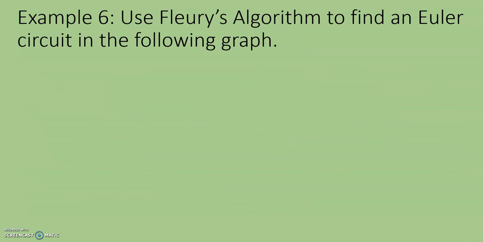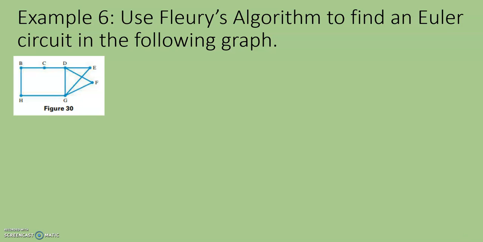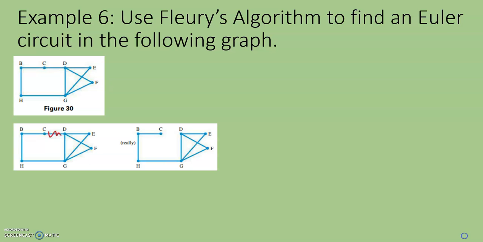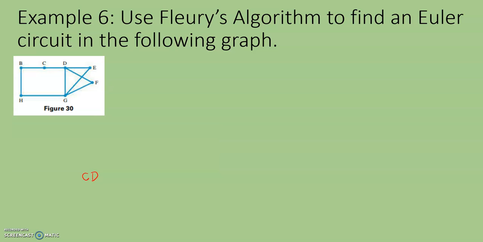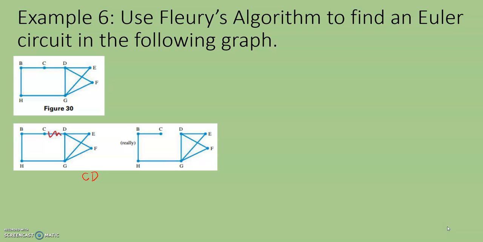Example 6. Use Fleury's algorithm to find an Euler circuit in the following graph. Here's our graph. Notice we don't have vertex A on our graph. It starts with vertex B. The first thing we're going to do is start at vertex C and go to D and remove that edge. So far our path is C to D. We went from C to D and removed that edge.